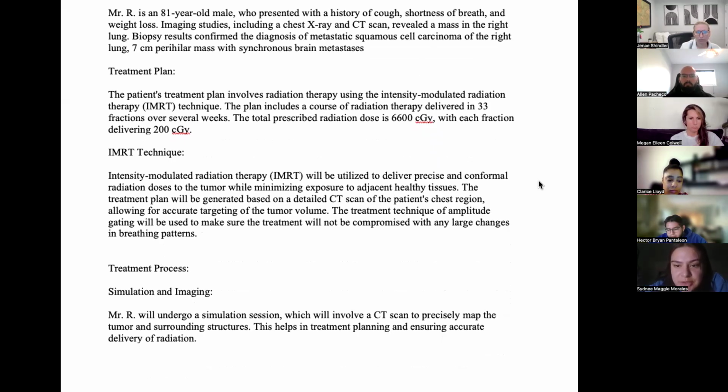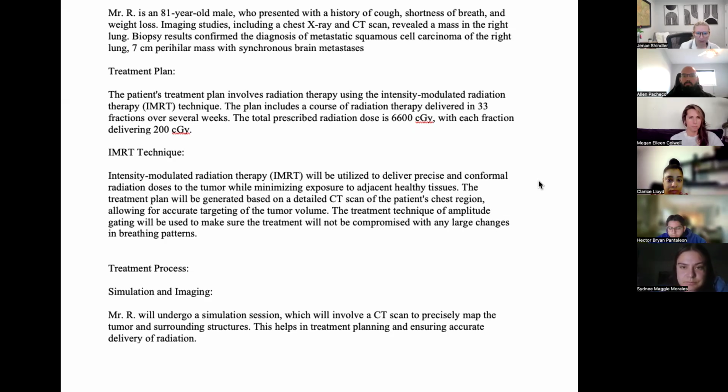Okay, Sydney, treatment plan. The patient's treatment plan involves radiation therapy using the intensity modulated radiation therapy (IMRT) technique. The plan includes a course of radiation therapy delivered in 33 fractions over several weeks. The total prescribed radiation dose is 6,600 centigrade, with each fraction delivering 200 centigrade.